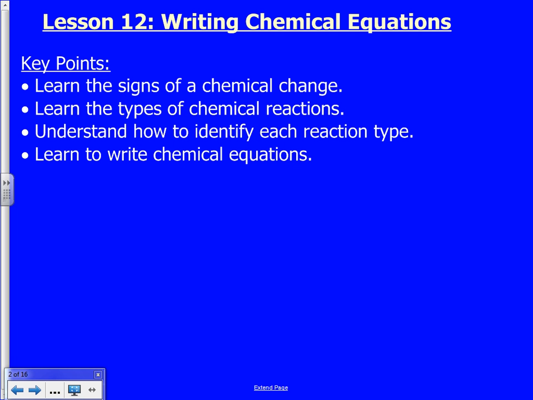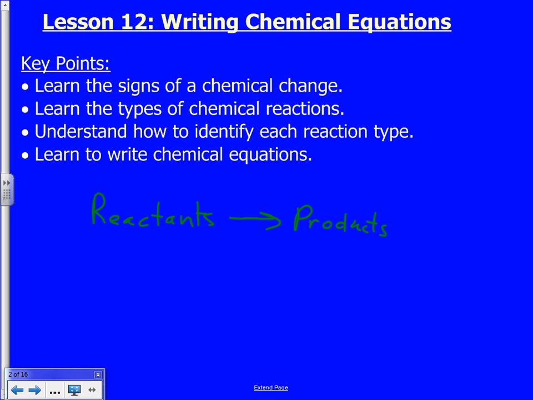Some reactions you can reverse, but it usually requires that you put in a bunch of energy and things like that, and it just doesn't work very well. So your products of a chemical reaction are chemically different than your reactants. That is what's involved in a chemical reaction. You start out with reactants, and you go to products.